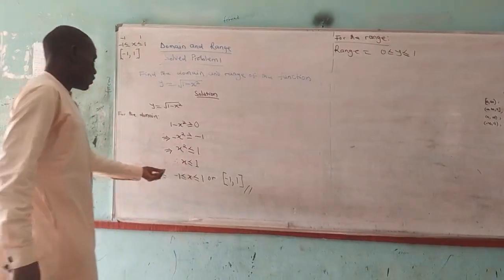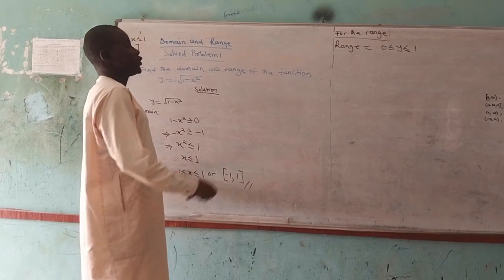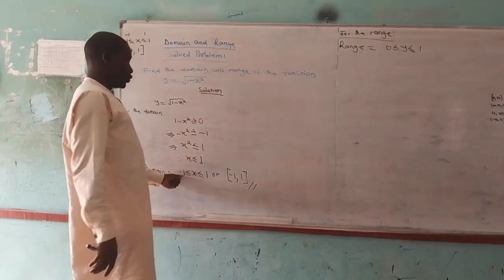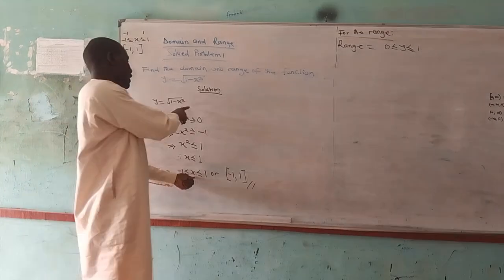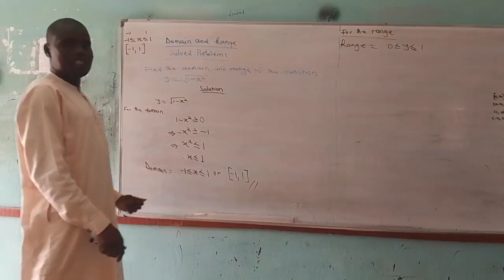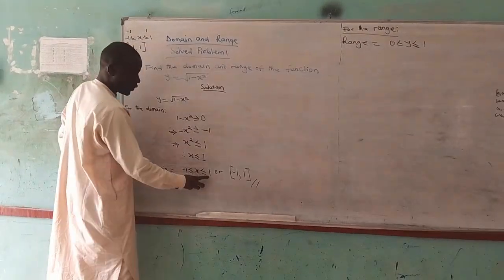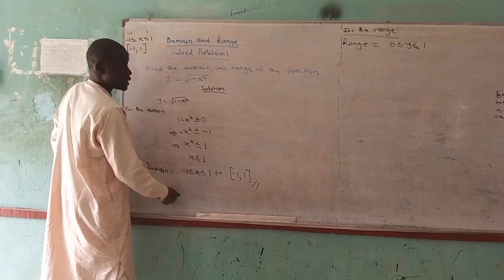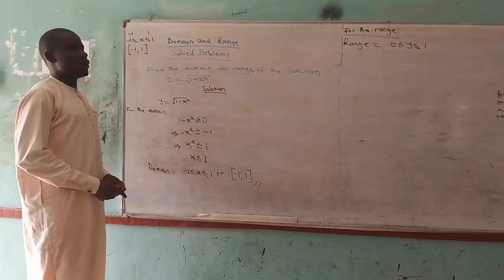When you take x to be minus 1, you get 0. When you take x to be 0, what are you going to get as the value of y? 1. Maybe you understand what I'm saying. These are the values of x. The corresponding values of y are what we call the range.